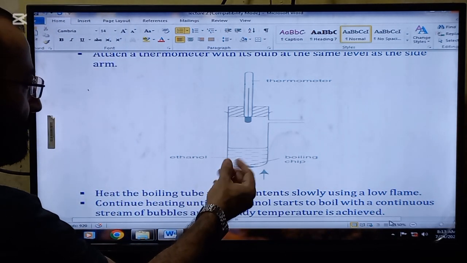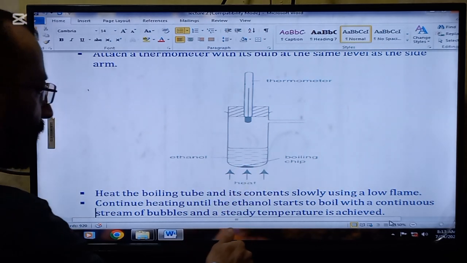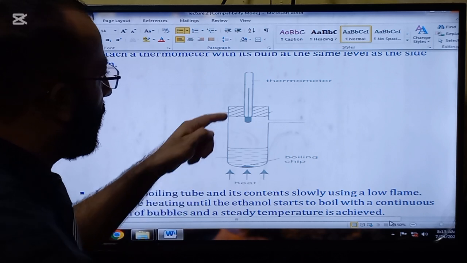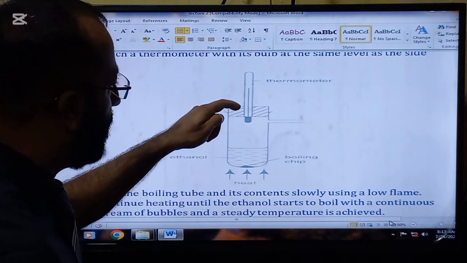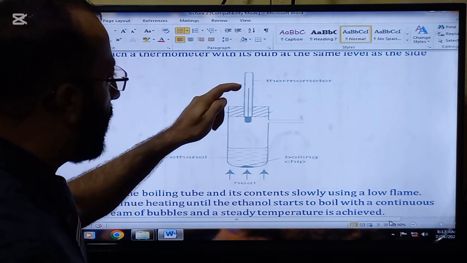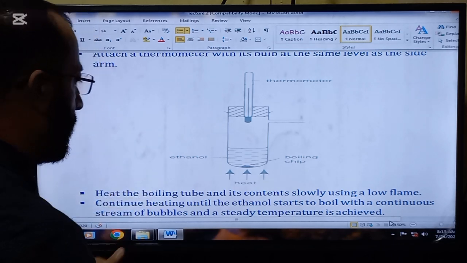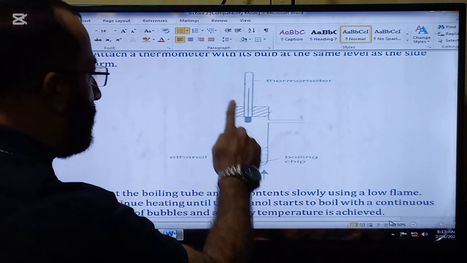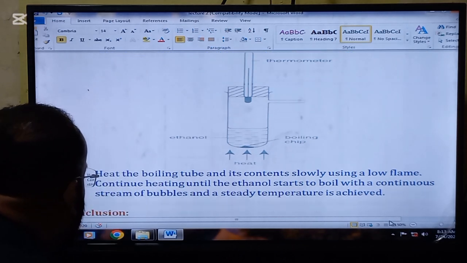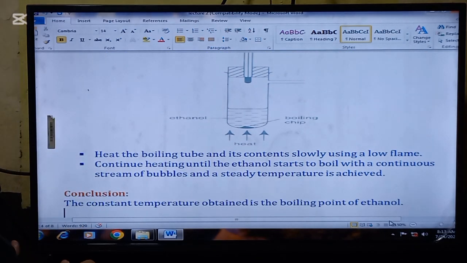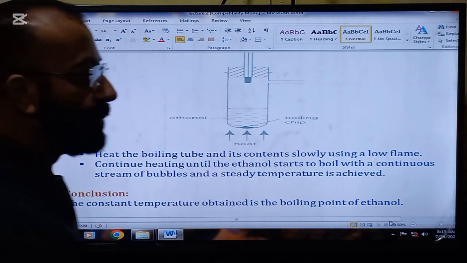So when the bubbles are produced, that will be the sign that the ethanol is boiling and a steady temperature is achieved. And at the thermometer, you will see in the starting the temperature will be going on rising, but at some instant the temperature will become constant. So the steady temperature is achieved at one point when the boiling is achieved. Okay, the conclusion will be the temperature obtained is the boiling point of the ethanol.